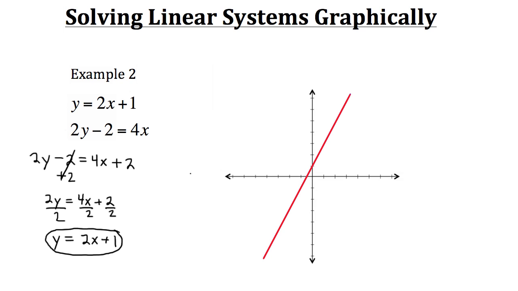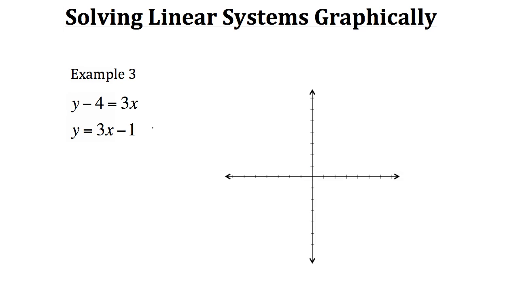Now let's take a look at one more example. So here with example 3, we have another system of linear equations. We have y minus 4 equals 3x, and we also have y equals 3x minus 1. Well, let's get our first equation into slope-intercept form first. So we'll have y minus 4 equals 3x. Now we just need to isolate the y so we can get rid of this negative 4 by adding 4 to both sides. So our first equation is actually y equals 3x plus 4 when it's written in slope-intercept form.